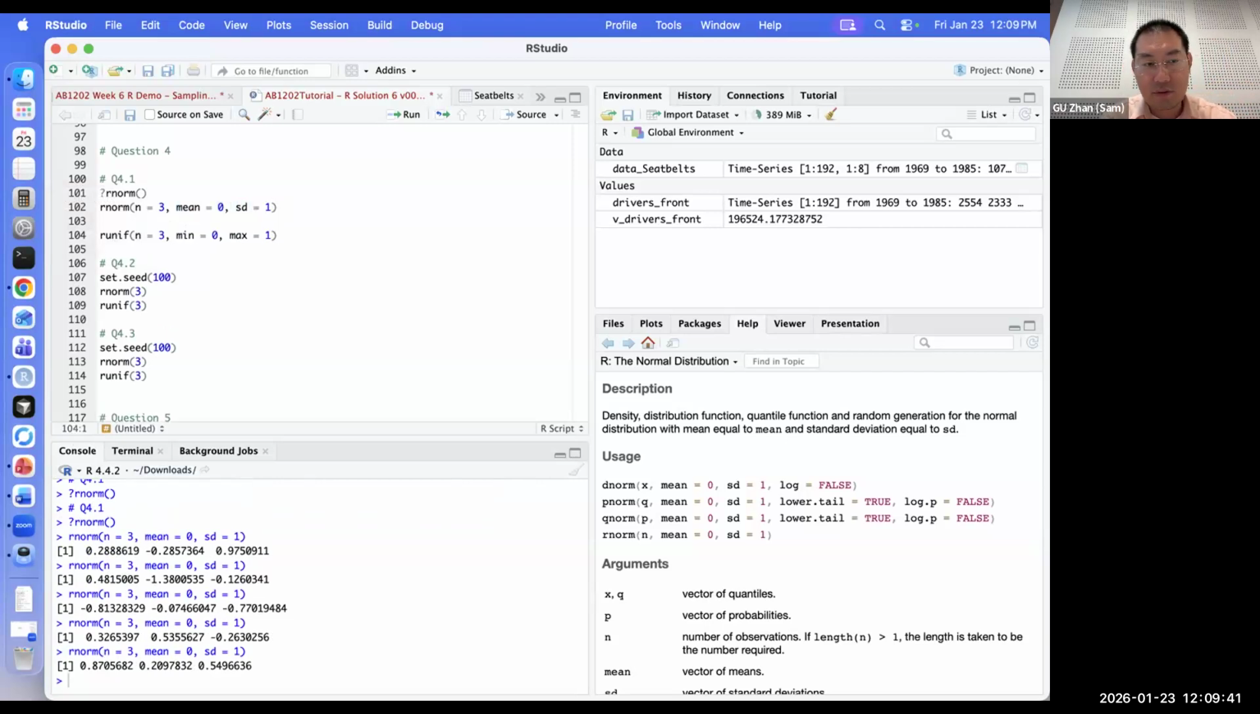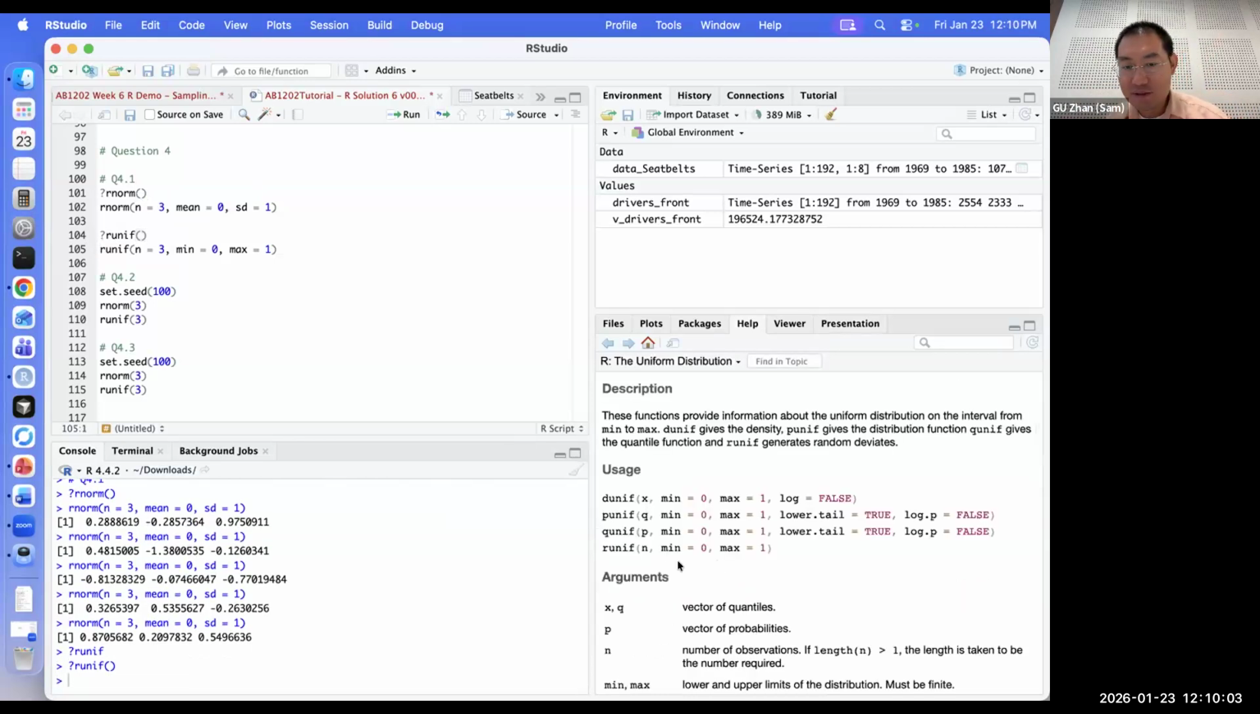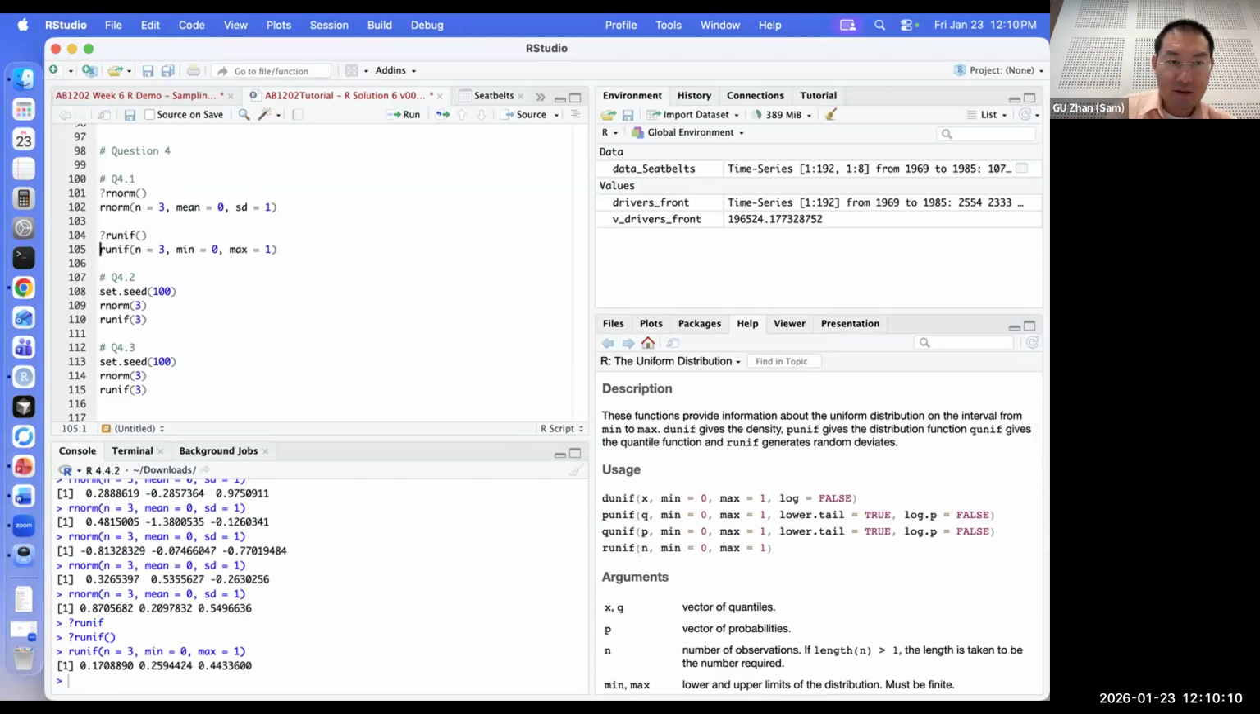Next is runif. Again, you can have a look at the help for runif. When typing the help function, it's not always required to type the parentheses. So runif takes the number of samples, the minimum value, and the maximum value. So 3 samples, minimum 0, maximum 1. Run again, and you see that each time you get different numbers.